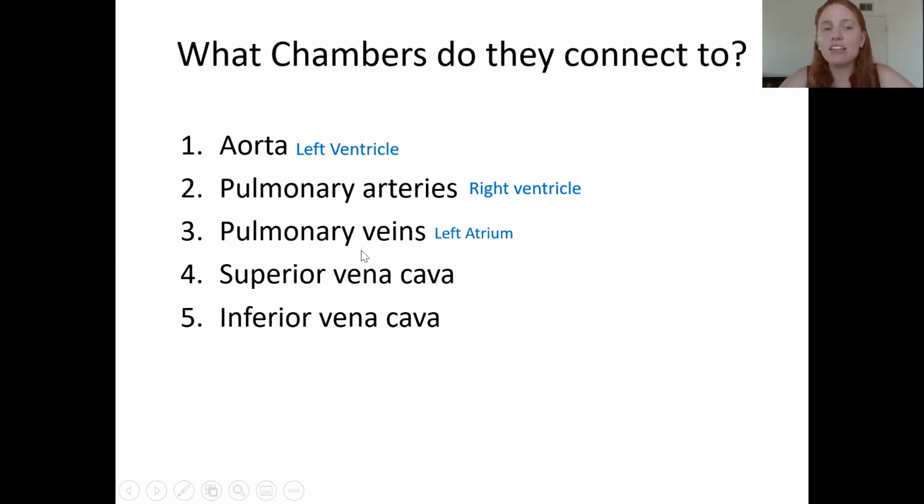Vena means veins. So the superior vena cava and the inferior vena cava, both of those are veins. One brings blood from the top of the head, one comes up from the bottom, below the heart. And they all empty into the right atrium. Okay, make sure you're very comfortable with that.